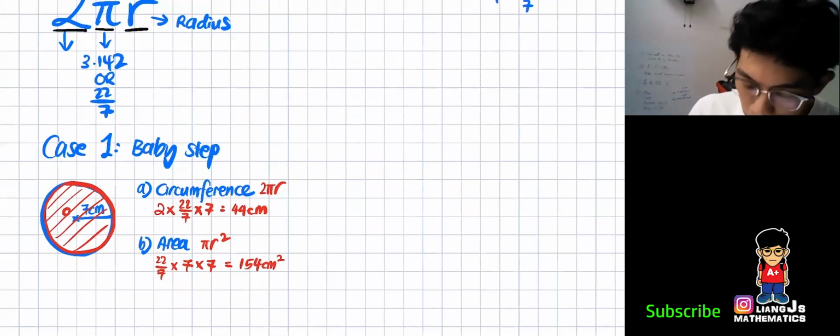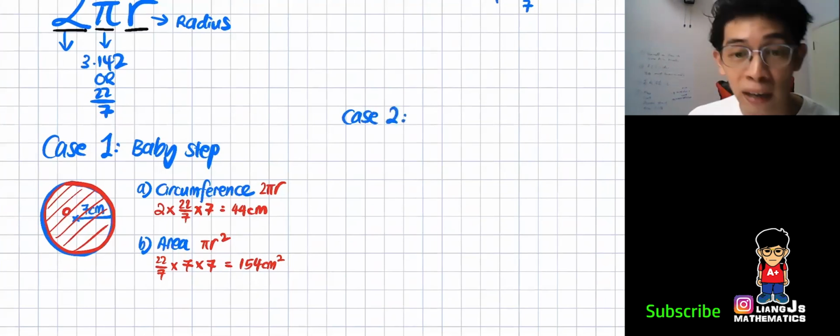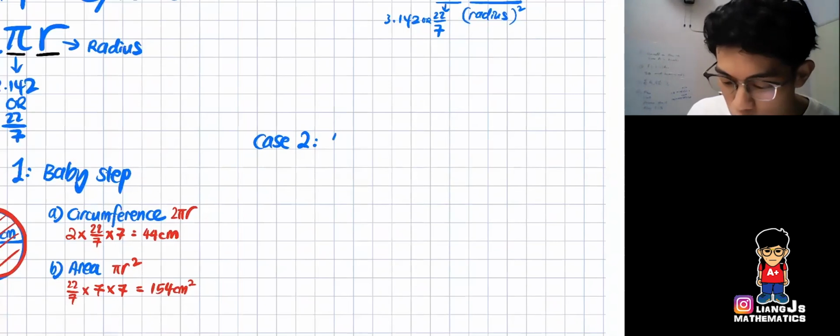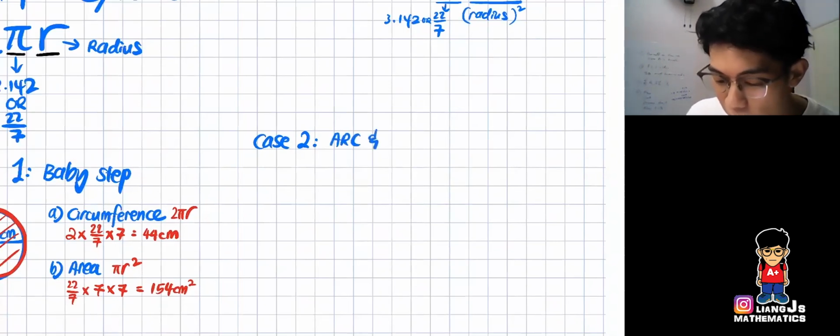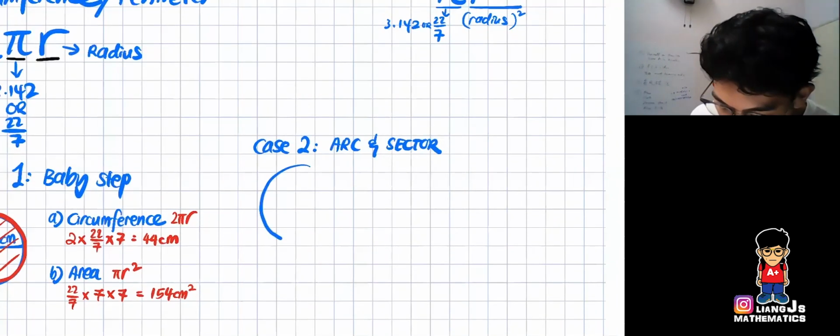Case number 2. So let's draw our case number 2 by the side. So we start to incorporate something called what? Now this word called arc and sector. Arc and sector. Same thing, draw a circle.